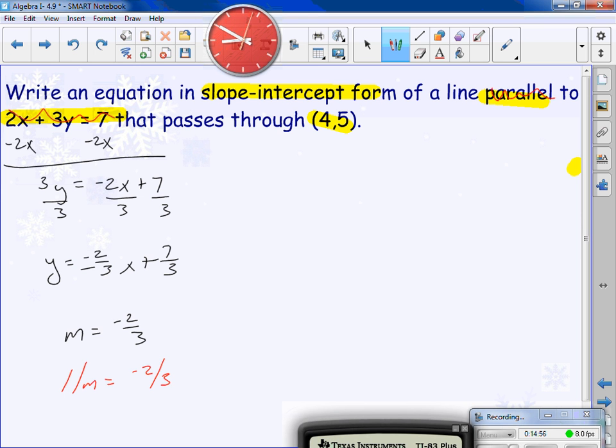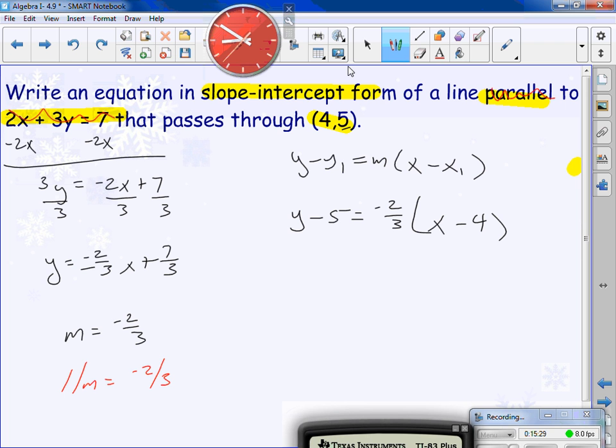Point, slope, form. y minus y1 equals m times quantity of x minus x1. Y minus, the y value is 5, equals, m is my slope, which is negative 2/3, times x minus, my x value, 4. My final answer has to be slope-intercept form. So I need to take this problem and work a little bit further.